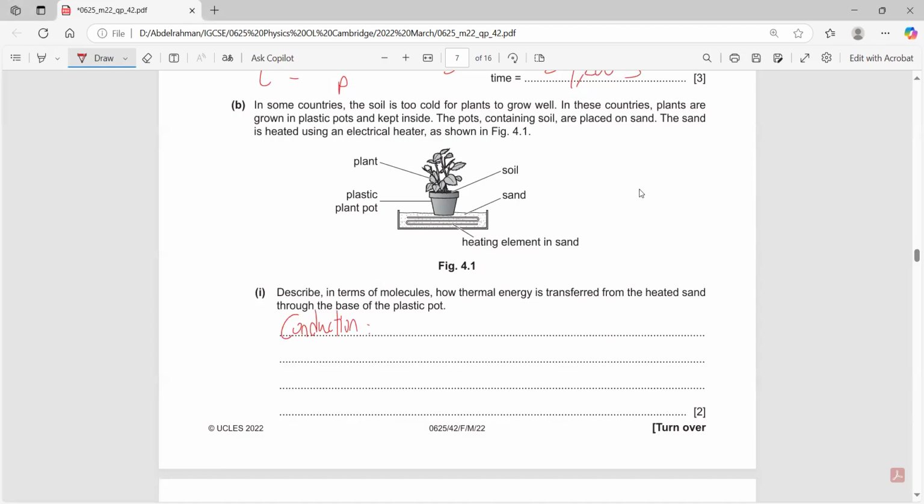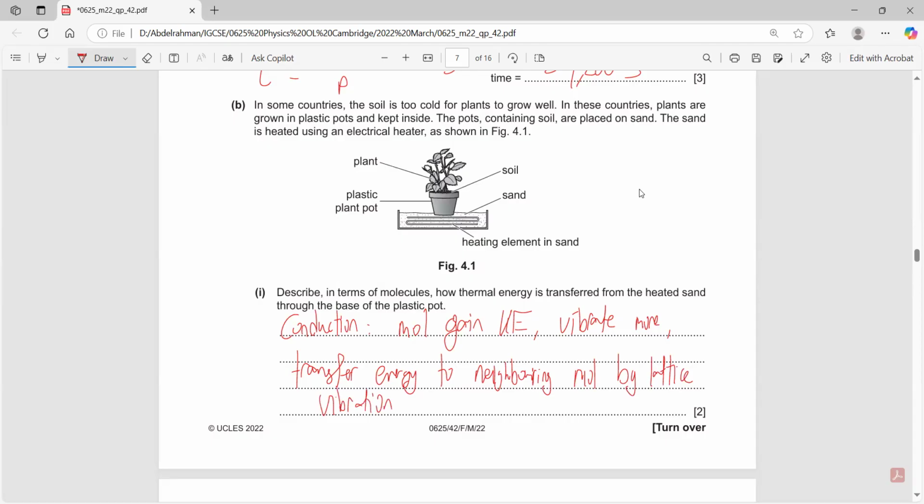By conduction, molecules gain kinetic energy and they vibrate more and they transfer energy to neighboring molecules by lattice vibration.